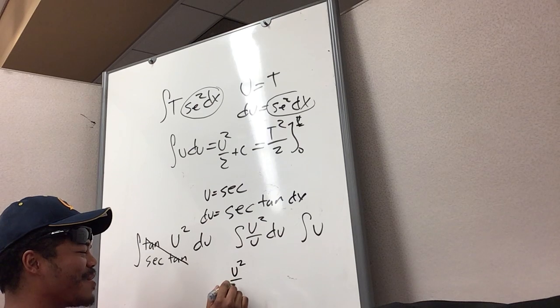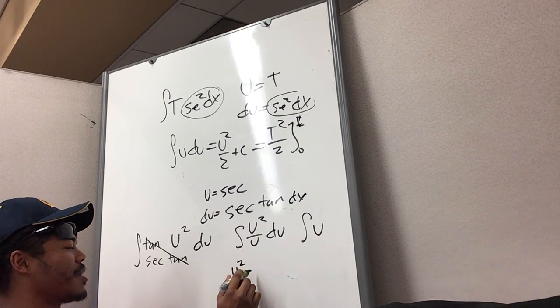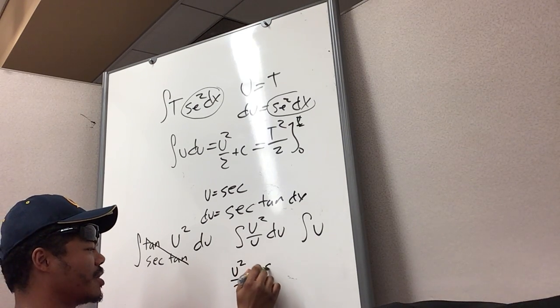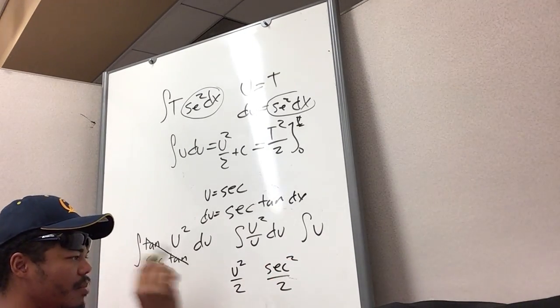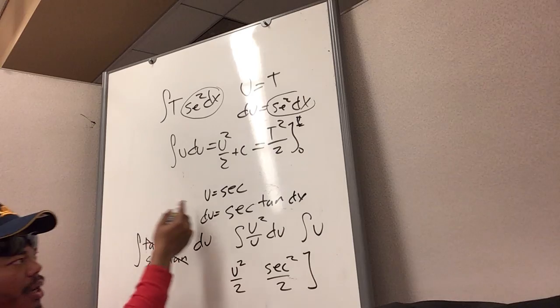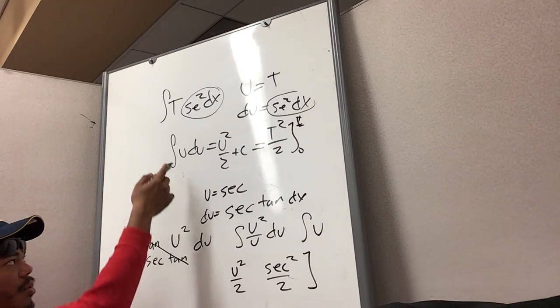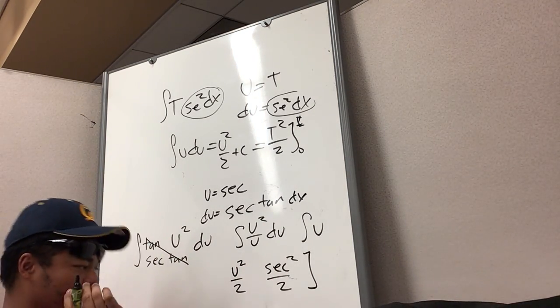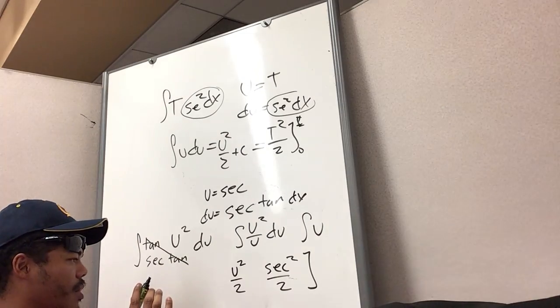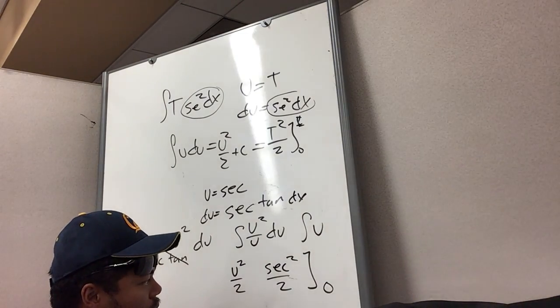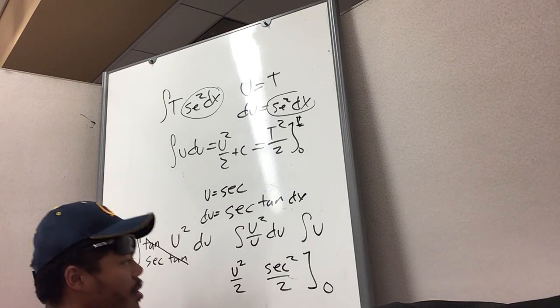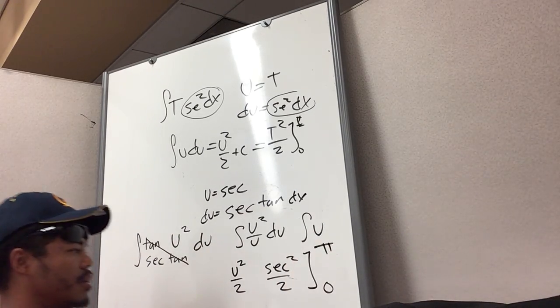U squared over 2, which is secant squared over 2, right? Which is what I got earlier with my other cosine way. This is the hard part. Zero. Oh, I forgot the 0. It would be minus half. Yes, it would have worked.